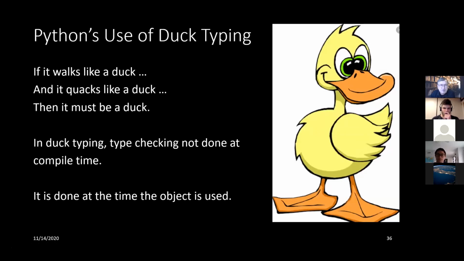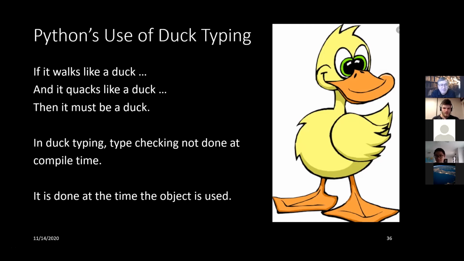Okay, Python uses what's called duck typing. So duck typing is, if it walks like a duck and it quacks like a duck, then it must be a duck. In duck typing, the type checking is not done at compile time. So let's say you have a function that expects a certain type of value to be passed to it. In Java, if you have a parameter declared type int, you've got to pass an int to that parameter. In Python, you pass a value to a function, and the function will go ahead and use it.